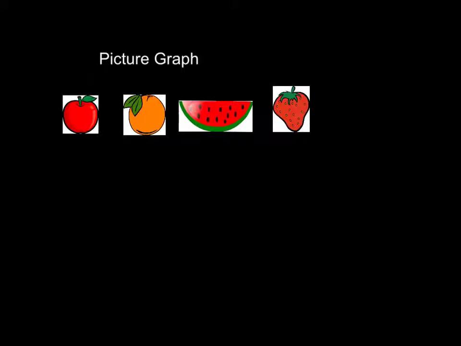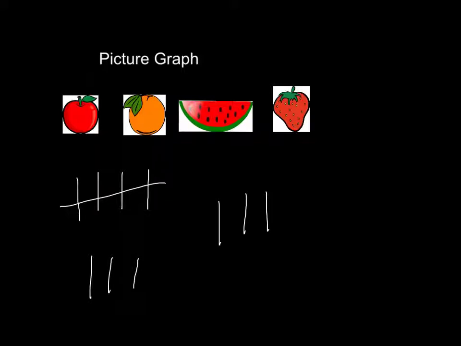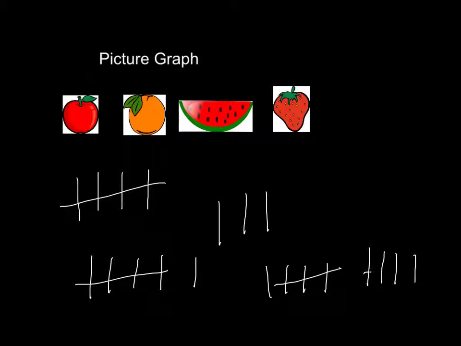So we might go around and we might find out that there are 5 people who like to eat apples, that there are 3 people who like to eat oranges, and that there are 1, 2, 3, 4, 5, 6 people who like to eat watermelons, and that there are 1, 2, 3, 4, 5, 6, 7, 8, 9, 10, 11 people who like to eat strawberries.